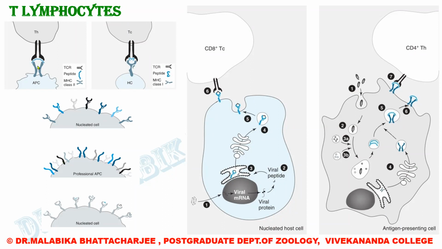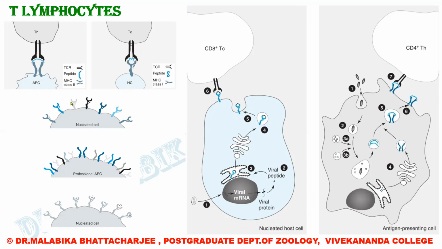So a T helper cell can recognize an antigen when complexed with MHC class 2 molecules. Look at the structure of the antigen. If you remember, MHC class 2 is an open groove and the antigen ends hang out from the groove. So that is how the picture has been depicted. And if you look into the MHC class 1 structure, you can see it's a closed groove. And the T cytotoxic cells recognize the antigen complexed with the MHC class 1 molecule.